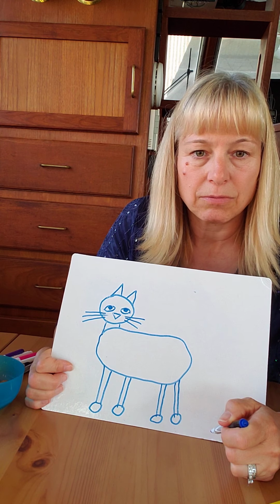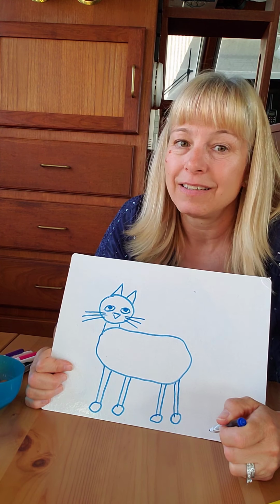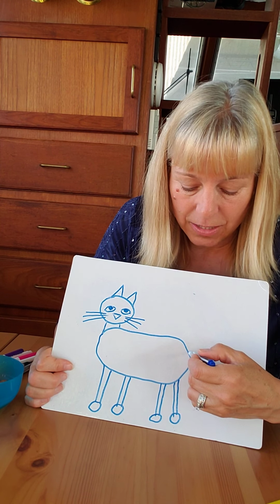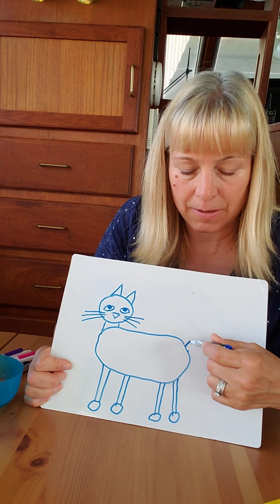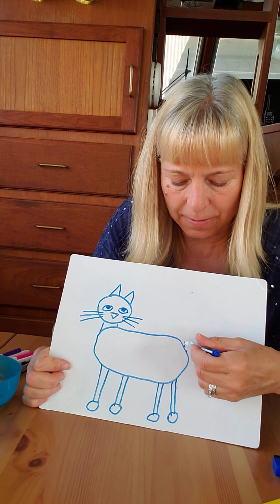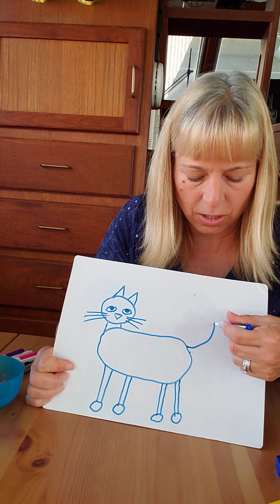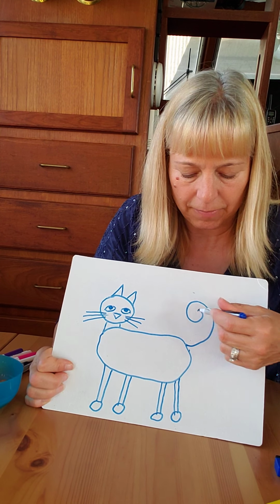Well, check it out. Is Pete done? No, he needs a tail. Pete the cat has a long tail. So I'm going to come over here to where his back is. And see where I'm at. Oops. Let me erase that. Let me try again. I'm going to start right here. And I'm going to draw a curve and make it go up like that.